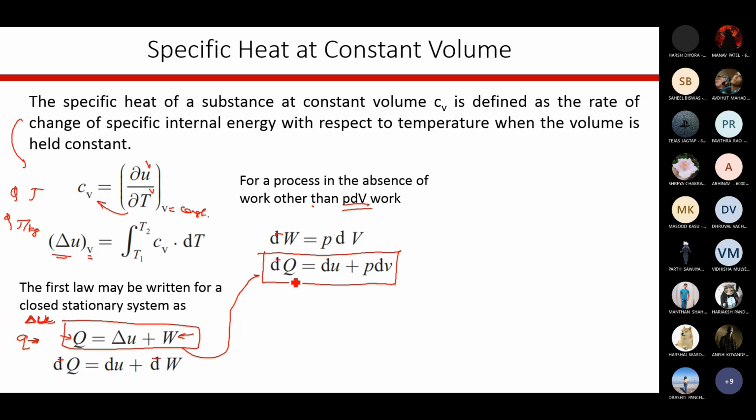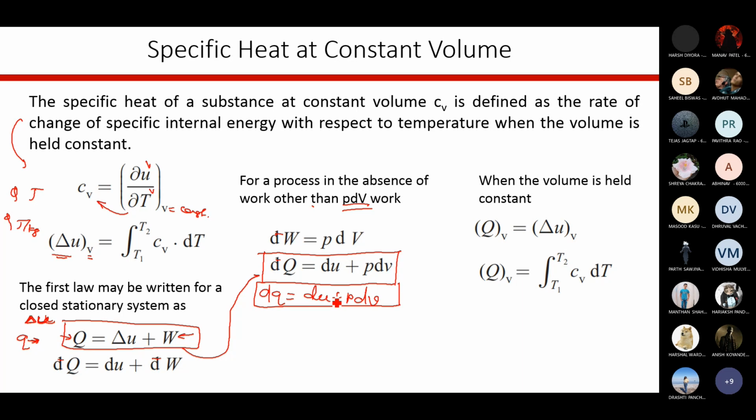Now this is a very useful deduction. If I replace this symbol by small q, I can write the expression like this: dq is equal to du plus PdV. You will find this symbol used in a few books: dq is equal to du plus PdV, with small q.